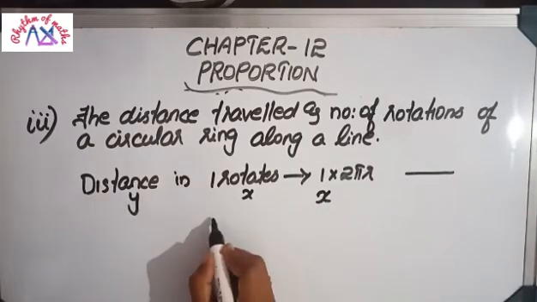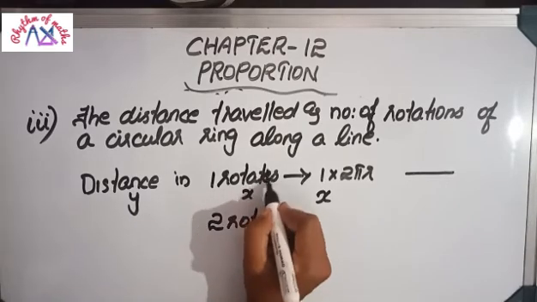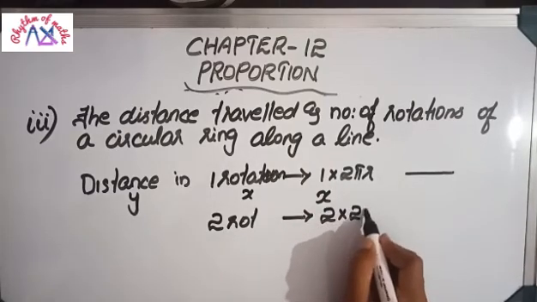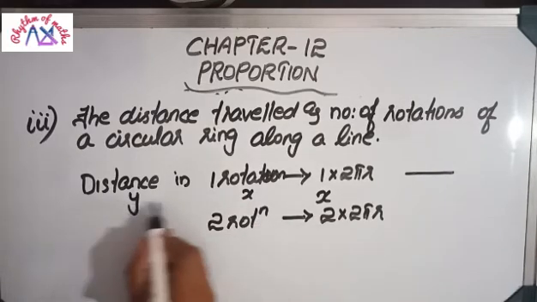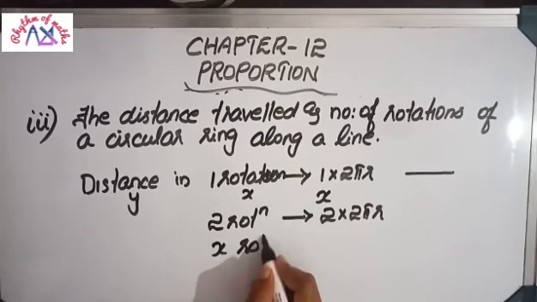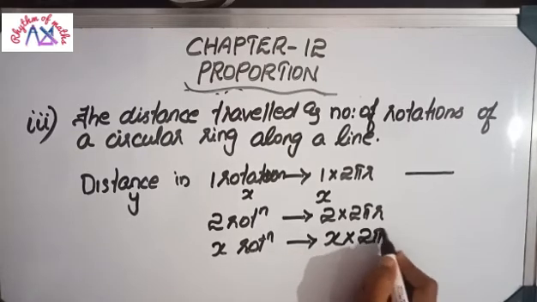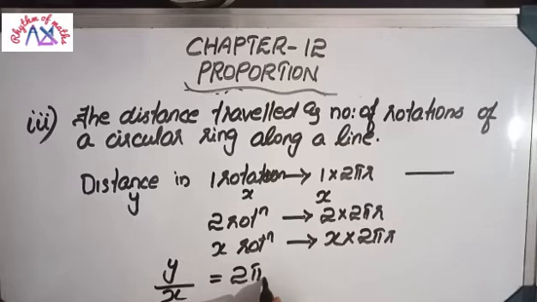Now, if the ring rotates twice, what is the distance? Two rotations means we have to find the perimeter 2 times: 2 into 2 pi r. Similarly, the distance in x rotations, because we are considering rotation as x, becomes x into 2 pi r. So distance is y, rotation is x, and y by x becomes 2 pi r.